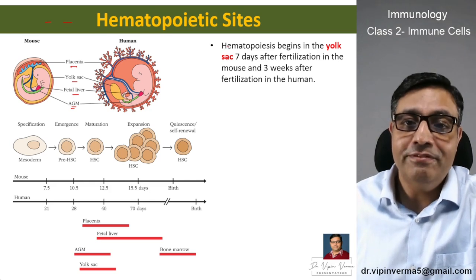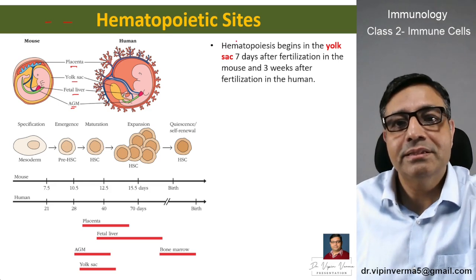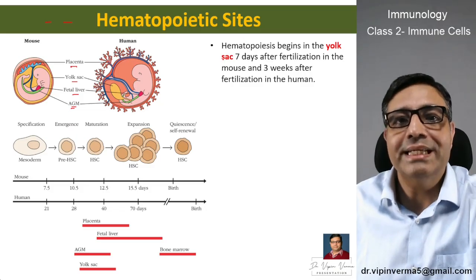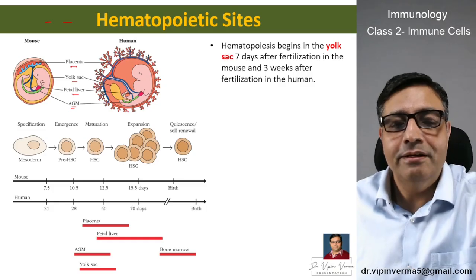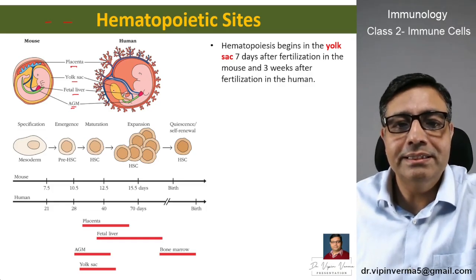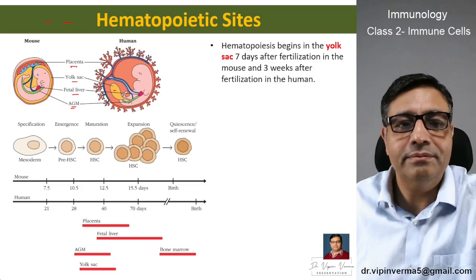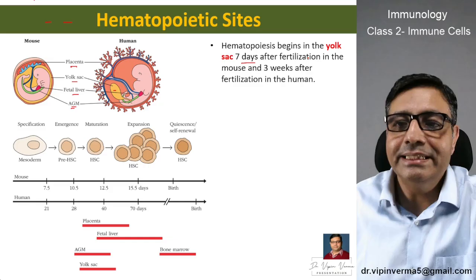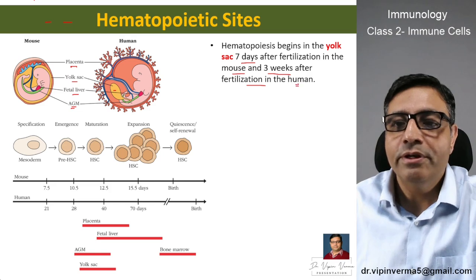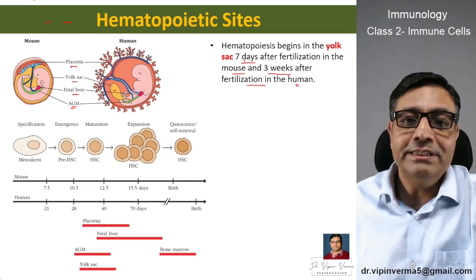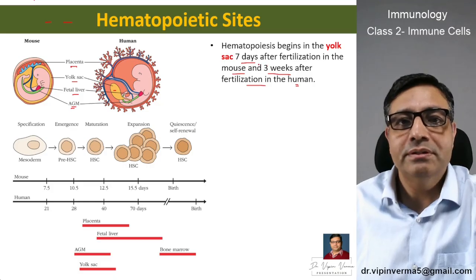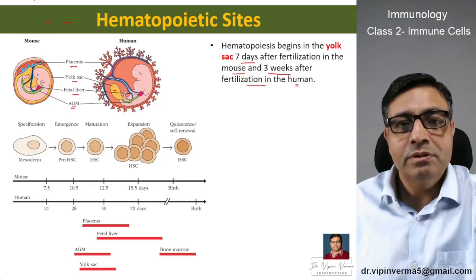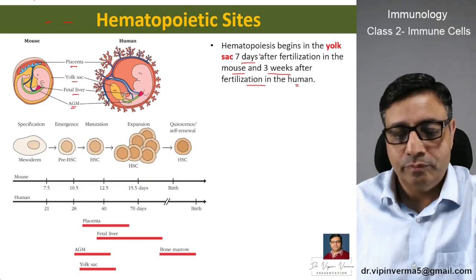So hematopoiesis, which is the formation of the blood cells, begins in the yolk sac. So here you can find the yolk sac, which is the yellow part. This is the yolk sac, and here it is the yolk sac. So it begins in the yolk sac 7 days after fertilization in the mouse and 3 weeks after fertilization in case of humans. So after 7 days and 3 weeks in mouse and humans, in the embryo, the blood cells start forming.